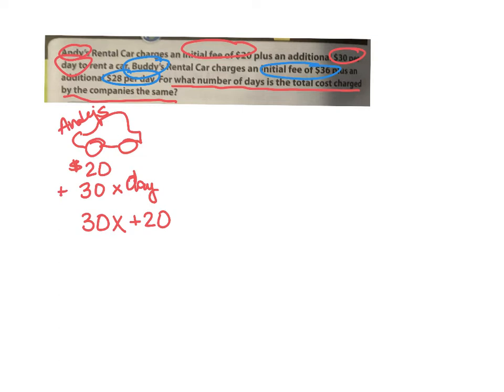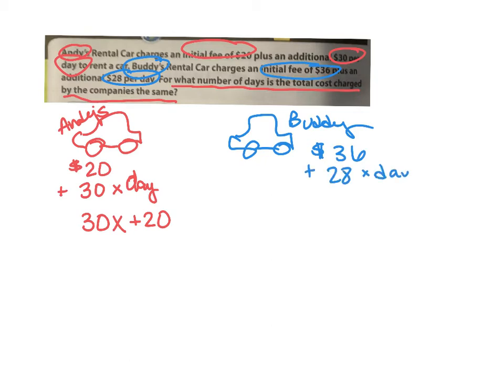Over here we've got Buddy's. And he charges an initial fee of $36. That's more. But looks like $28 times however many days you're going to use it. So that's a little bit cheaper. So we have 28 times the amount of days. We'll call that 28x plus the initial fee.